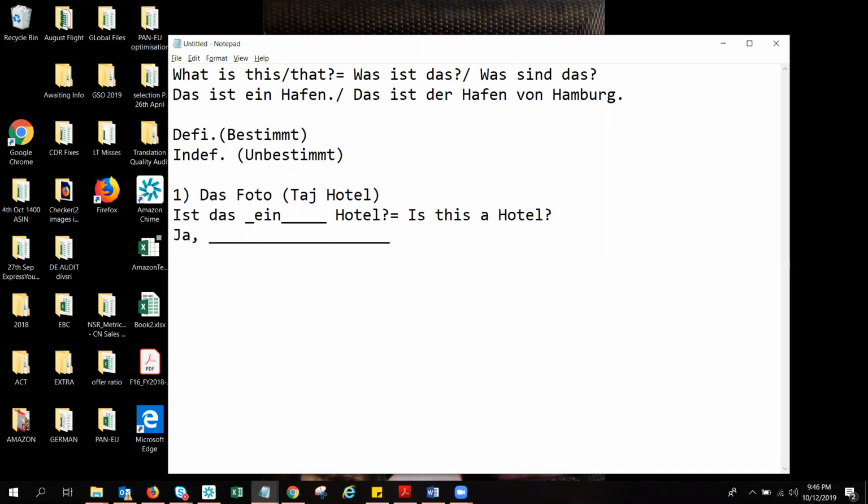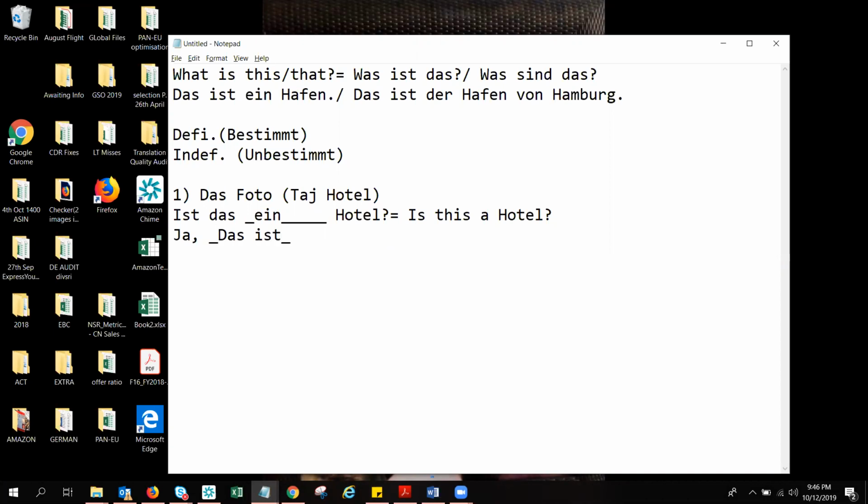I have a picture. Like my friend showed me a picture, and I'll ask, is this a hotel? In that case, it is unbestimmt, indefinite. In the sentence also it is written, is this a hotel? So you have to answer in positive. Yes, das ist das.